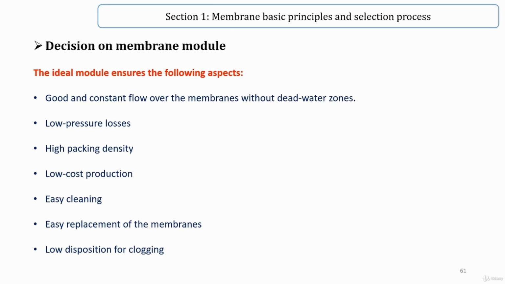Decision on membrane module. The ideal module ensures the following aspects: good and constant flow over the membranes without dead water zones, low pressure losses, high packing density, low cost production, easy cleaning, easy replacement of the membranes, and low disposition for clogging.